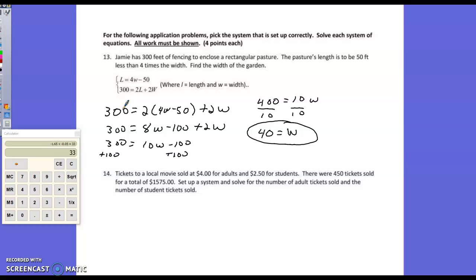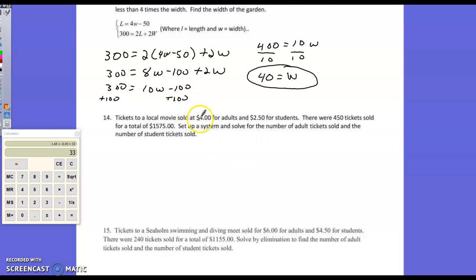So we go on to the next number now. Tickets at a local movie are sold for $4 for adults, $2.50 for students. Remember, we're looking for two totals. We're looking for two variables, and then we're looking for coefficients with those variables. This is how we set these up in class. The totals: there were 450 tickets sold for a total of $1,575. So 450 and 1,575.